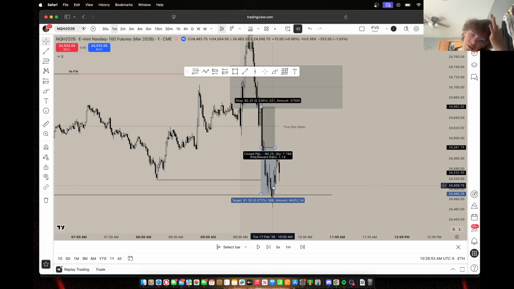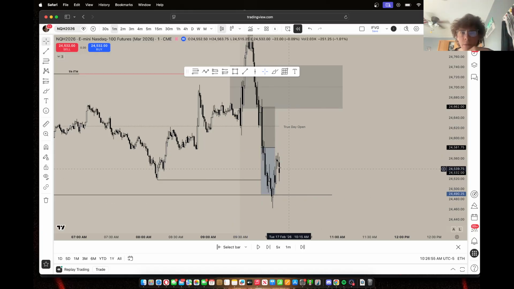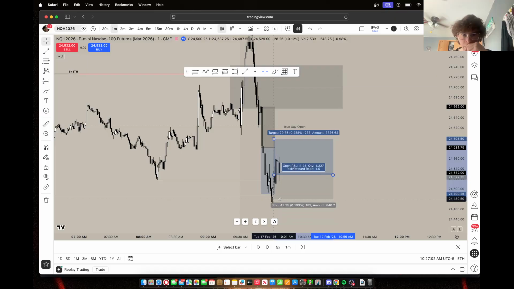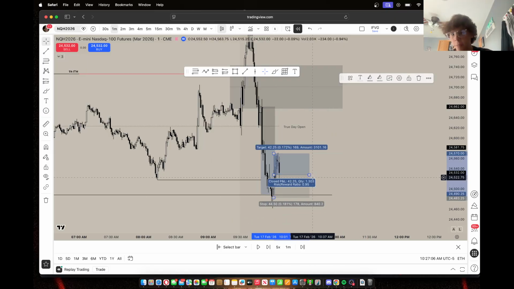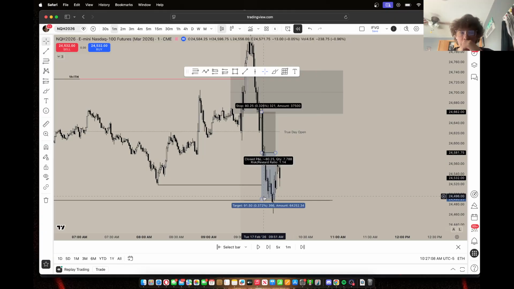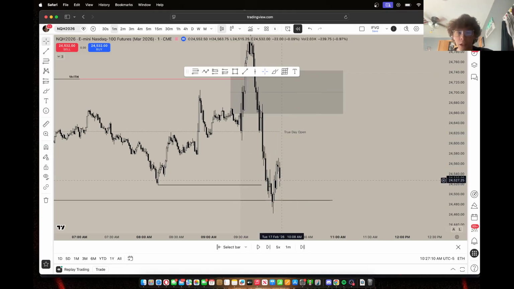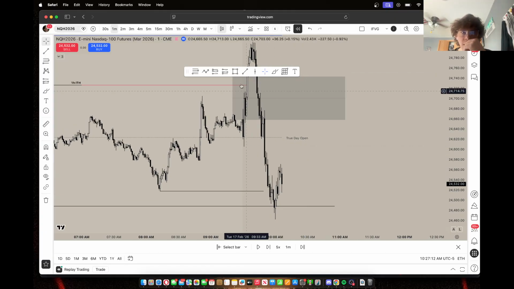There was also this kind of decent 1-minute long. It would have been right here, would have got your entry, pretty tight stop, hold for a 1-to-1, break even at the 5-minute. I did like that. But yeah, that was my trade today.